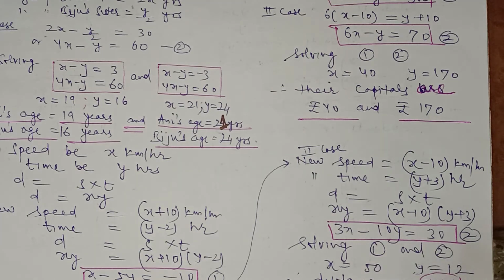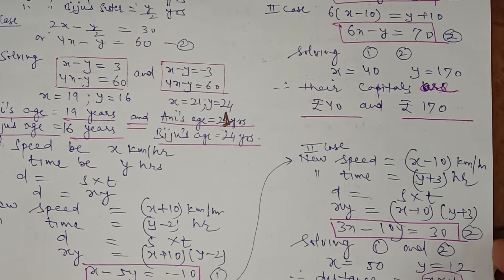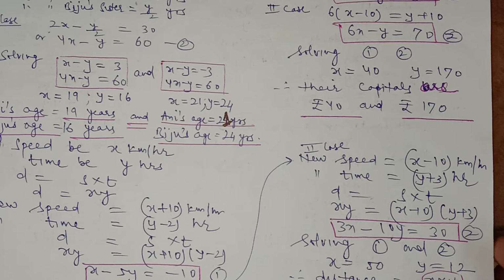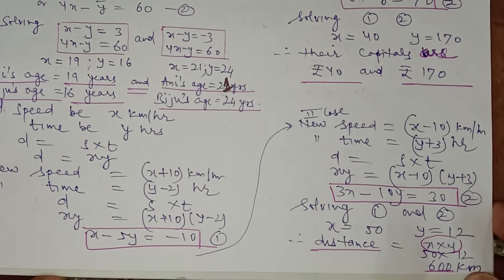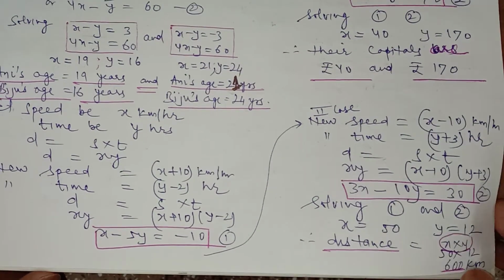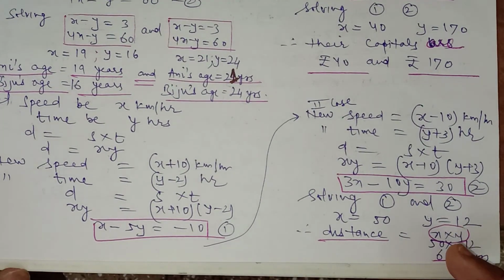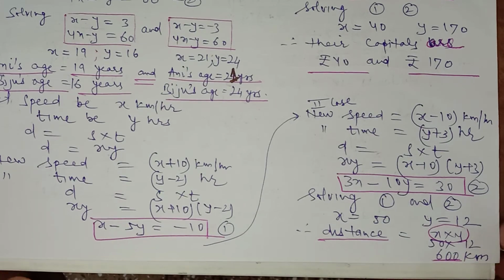Solve these two equations by any method. You will get the value of x as 50 and the value of y as 12. The distance will be x into y because it is being asked to find the distance. That is 50 into 12, 600 kilometers.